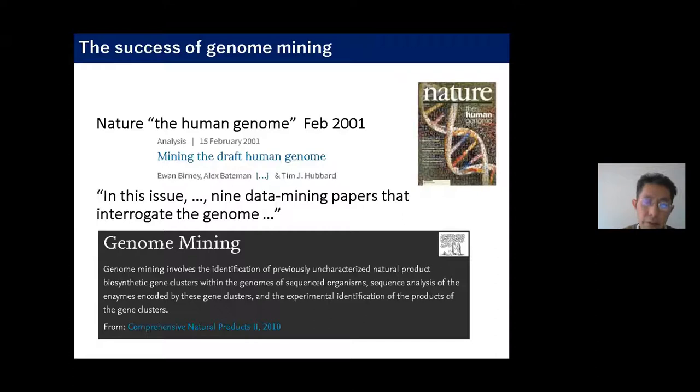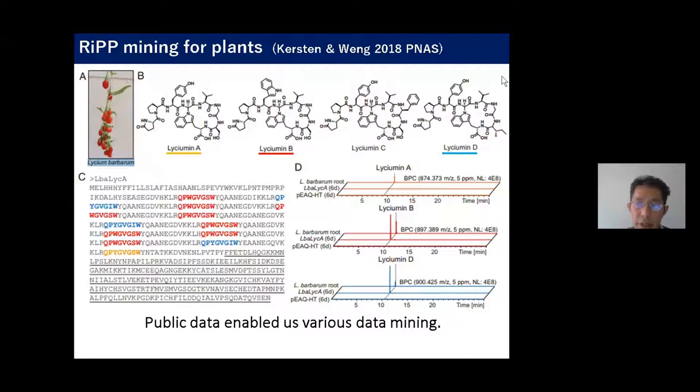And 2 years ago, there was a very interesting article in this genome mining field. It partly involves metabolomics because it uses mass spectrometry in its analysis. This article is looking for a responsible gene cluster for this metabolite, lyciumin A, B, C, and D. And lyciumin comes from the fruit of the plant Lycium barbarum. This is used for herbal medicine in China, in Korea, and also in Japan.